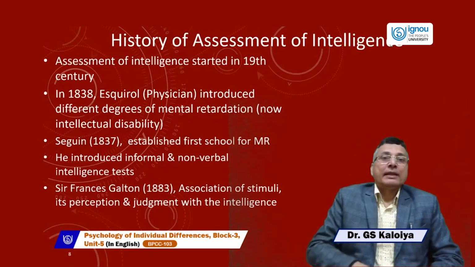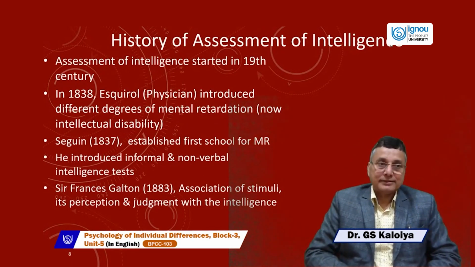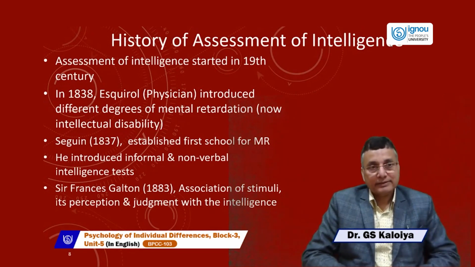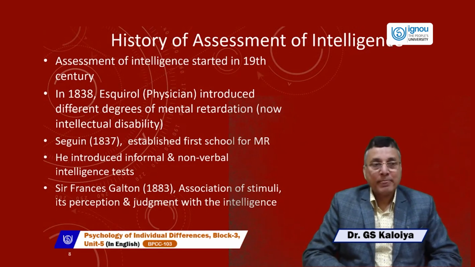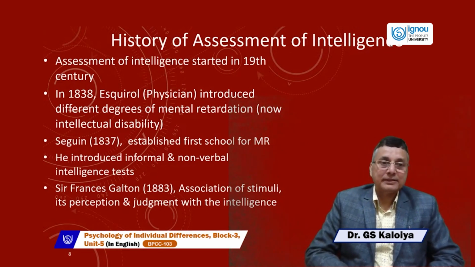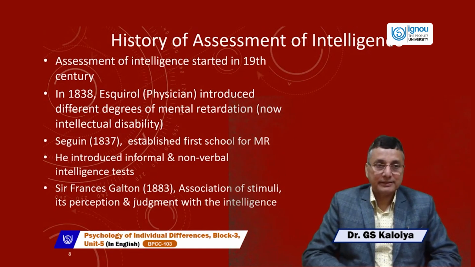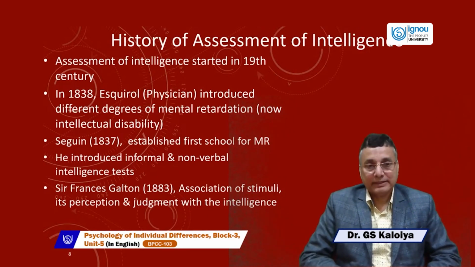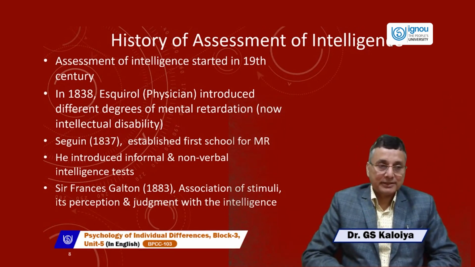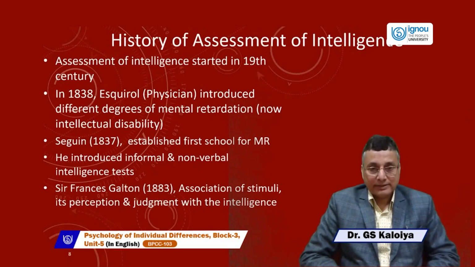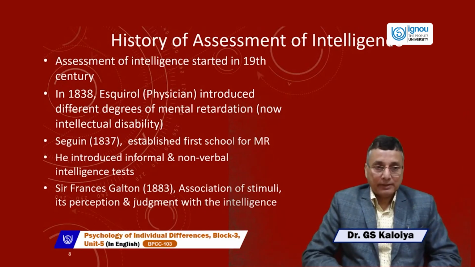So assessment of intelligence started in the 19th century. In 1838, Esquirol, a physician, introduced different degrees of mental retardation. Now it is called intellectual disability. Second, in 1837, Seguin established the first school for mentally retarded children, and he introduced informal and non-verbal intelligence tests. The Seguin form board, which we are still using in our clinical practice to assess the intellectual level, especially for mentally retarded children.